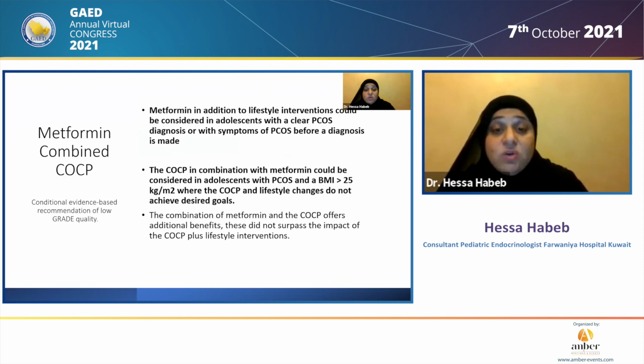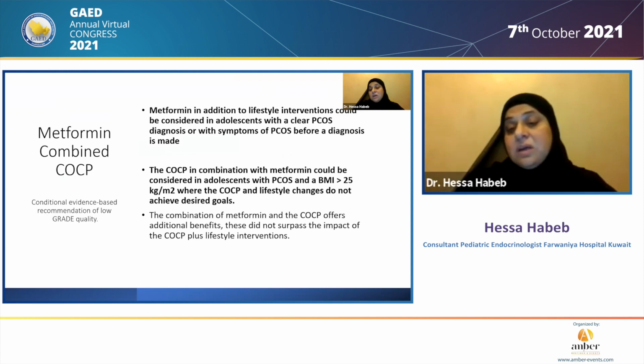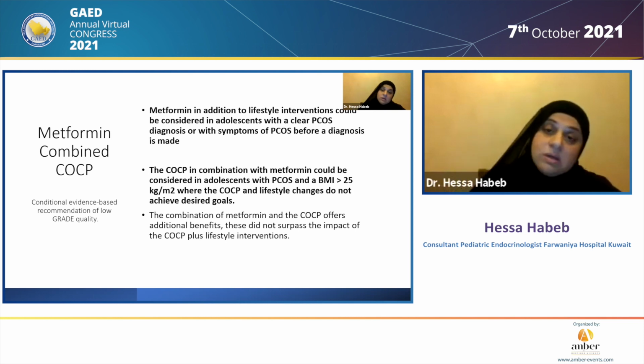OCP in combination with metformin could be considered in children and adolescents with PCOS and BMI more than 25 kilograms per meter squared, where the OCPs and lifestyle changes do not achieve the desired goals. The combination of OCP and metformin offers benefit, yet it did not exceed the impact of OCPs plus lifestyle intervention. So, OCPs with lifestyle intervention first before combining therapies.